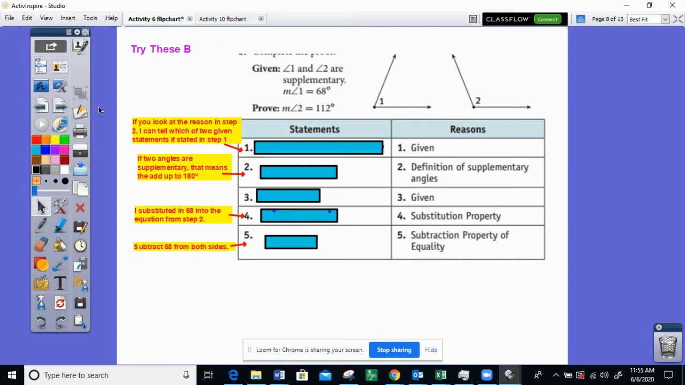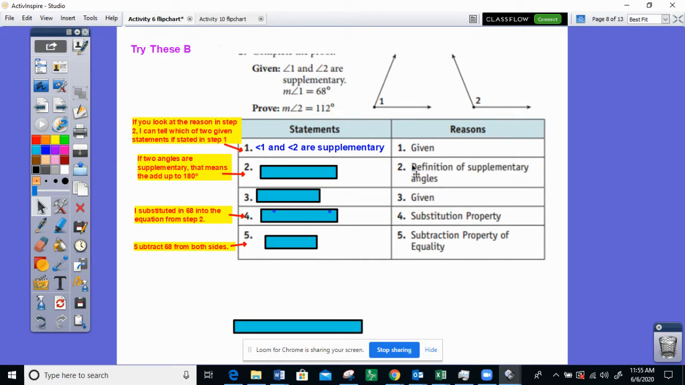Here's another fill-in-the-blank proof. This time we're putting in the statements, and they've given the reasons to us. Okay, easy money. You always start with the given information. Angle 1 and angle 2 are supplementary. And then you might be saying, how do I know which one of those I was supposed to put there?